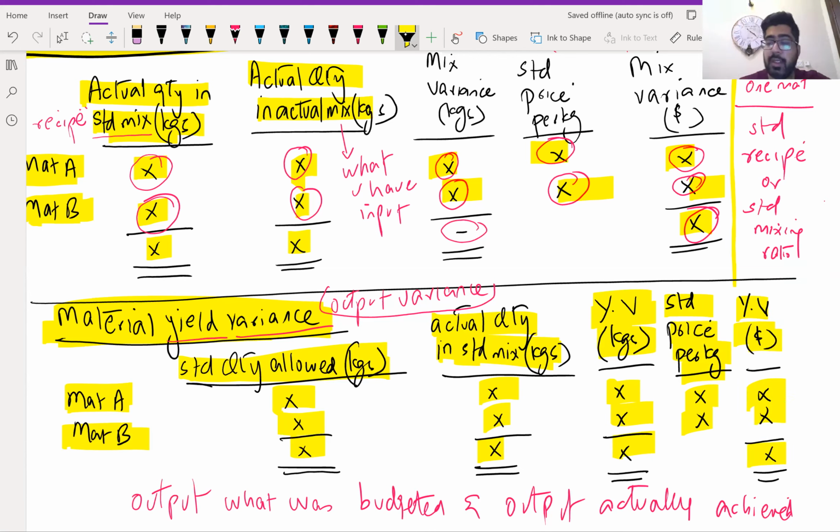Now a student asks me, what is my job? What is my responsibility with respect to these variances? You have two jobs. Firstly, you must know the definition of each variance. What is the definition of mix variance? What is the definition of yield variance? And secondly, you must learn this format because you will be able to solve questions through this format. The format is very important. This will help you to solve this.